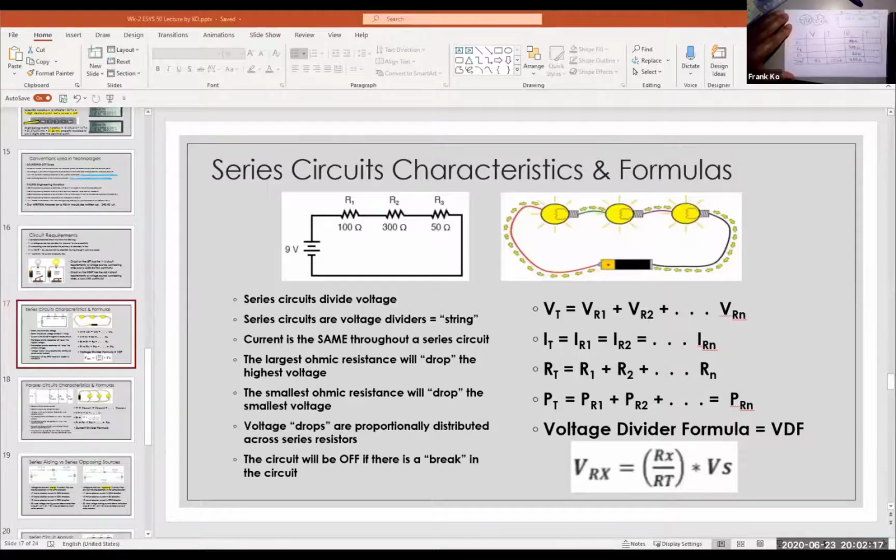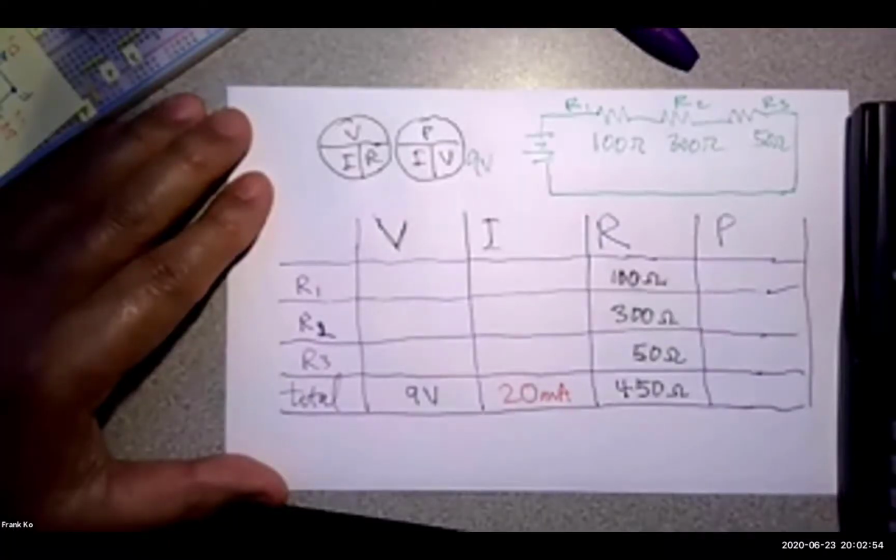If you go back to this previous slide, current is the same throughout a series circuit. As I said, the current between the first and the second resistor is the same, between the second and the third resistor is the same, current at the bottom wire is the same. If you look at the formula, IR1 equals IR2 equals IR total. They're all the same. So in a series circuit, if you find one, you have found them all.